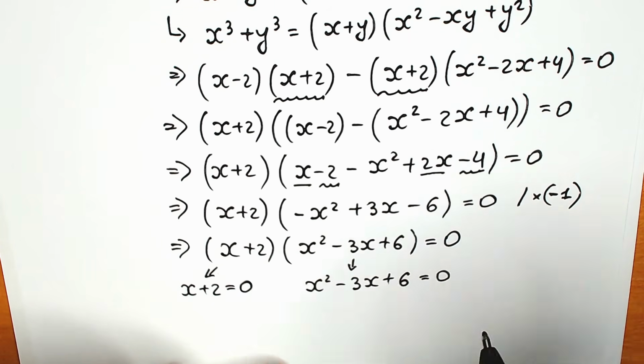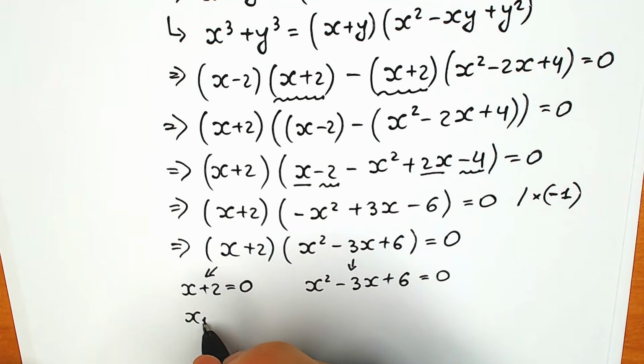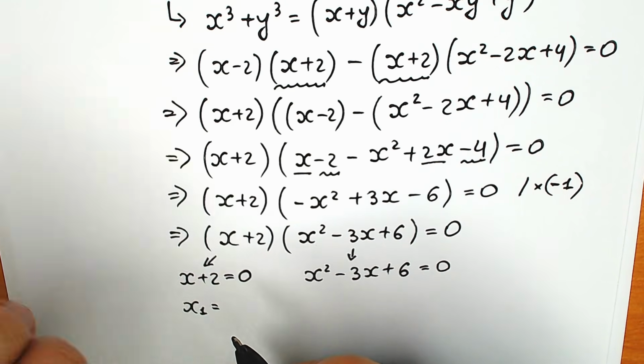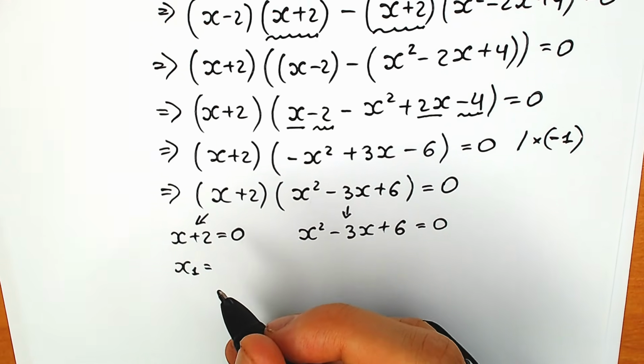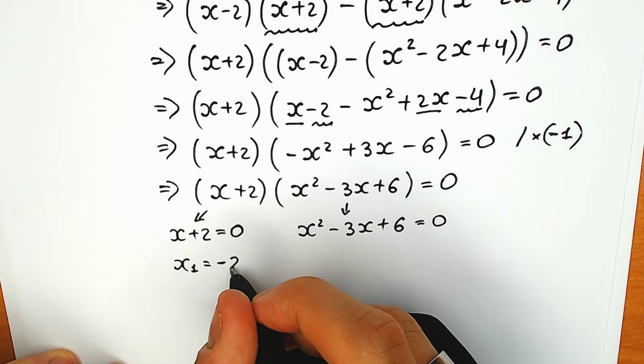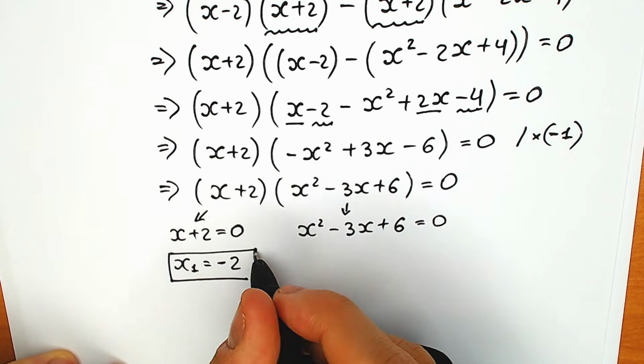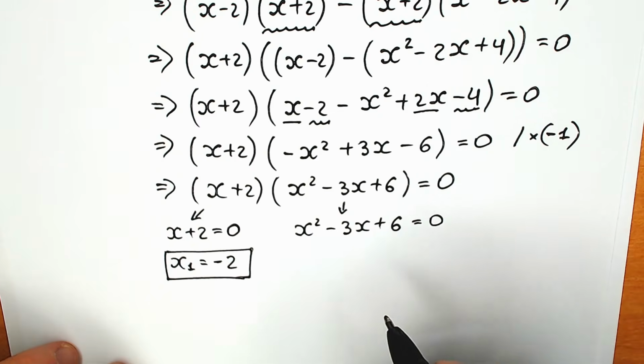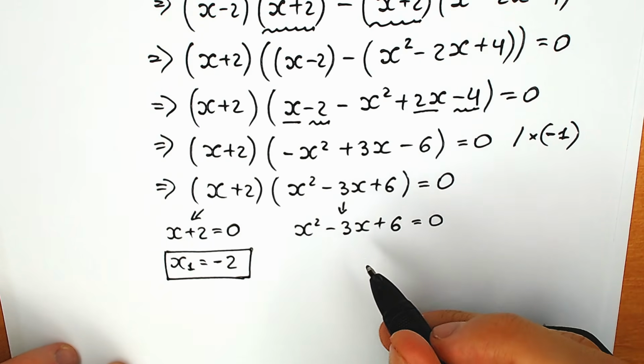We can easily find our x first real quick. From here, x first equal to minus 2, because when we write this 2 on the right side, we have minus 2. So we have x first equal to minus 2. We're going to check this minus 2 a little bit later. Right now, let's solve this quadratic equation.